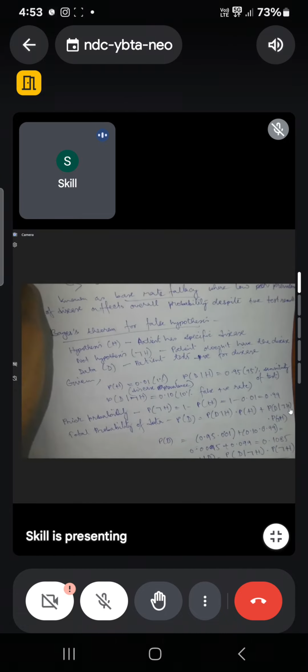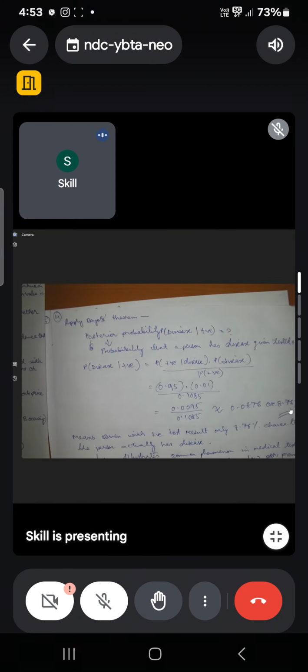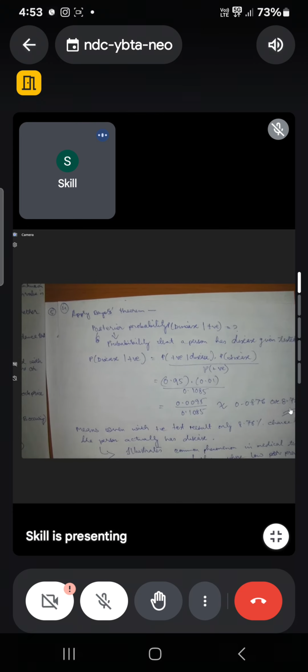Let's see the application of the Bayes theorem here. After all those calculations, we are putting the values in the Bayes theorem. So it's the probability of the person actually having the disease and also testing positive. So that's what we are calculating here.